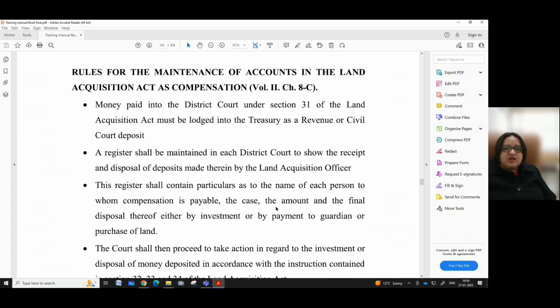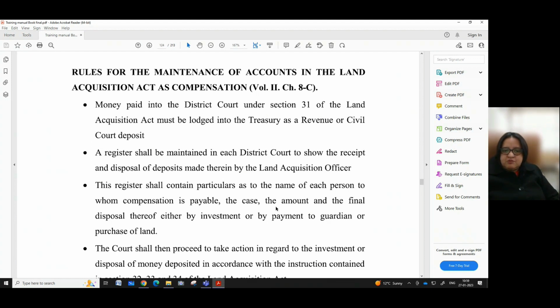Rules for the maintenance of accounts in the Land Acquisition Act as Compensation, Volume 2, Chapter 8C. Money paid into district court under Section 31 of Land Acquisition Act must be lodged into Treasury as a revenue or civil court deposit. A register shall be maintained in each district court to show the receipt and disposal of deposit made therein by the land acquisition officer.